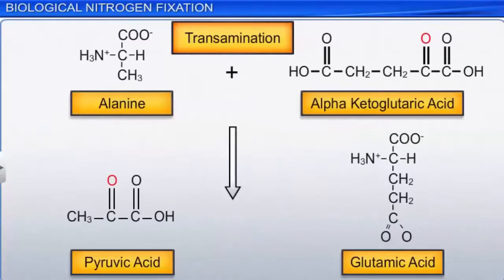Transamination involves the transfer of one amino group from an amino acid to the keto group of a keto acid. The reaction is catalyzed by a family of enzymes called transaminases. This is analogous to a double displacement reaction where there is an exchange of an amine group of one amino acid with a keto group of a keto acid.